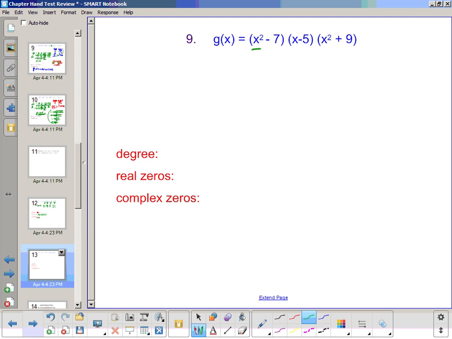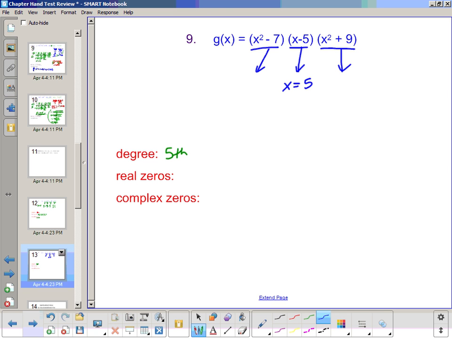Okay, for this one, we have got 3 factors, and if we were to multiply and distribute all of this and expand it, we would multiply x squared times x squared, which would also be x to the fifth, so it's a fifth degree polynomial function. And now if we look at the zero or zeros of each factor, the middle one's the easiest. In this case, x would just be 5.